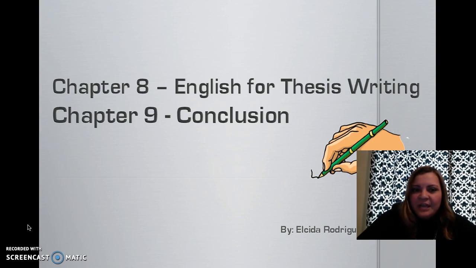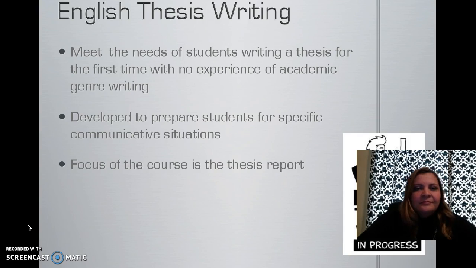I will be covering information from Chapter 8, English for Thesis Writing, and Chapter 9, the conclusion of our book. Chapter 8 focuses on a case study that involves English thesis writing. The course was created to meet the needs of students writing a thesis for the first time, with no experience of academic genre writing, and it was also developed to prepare students for specific communicative situations.